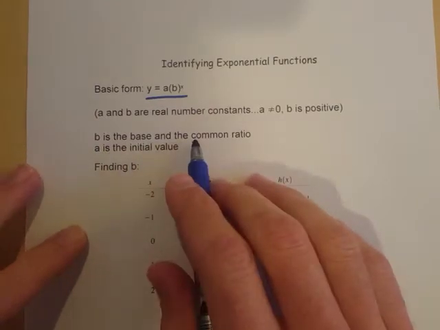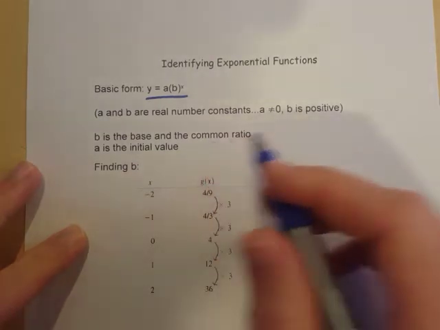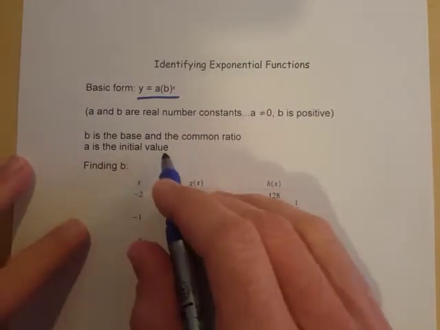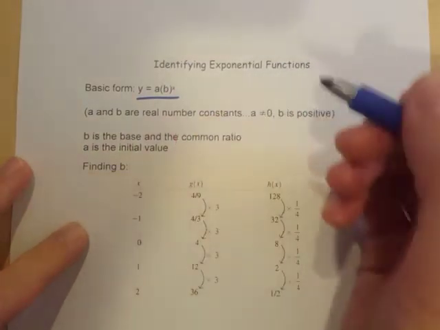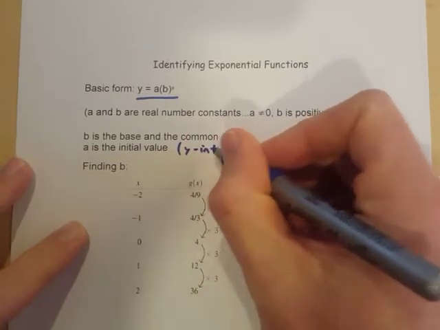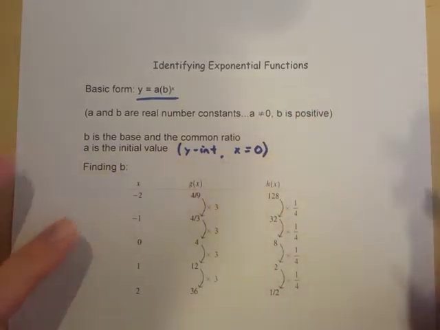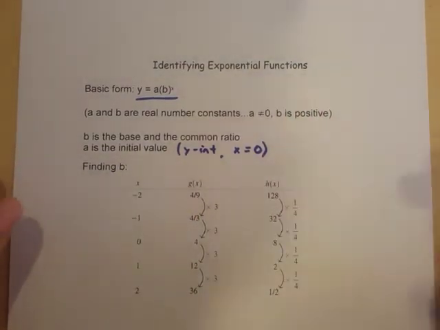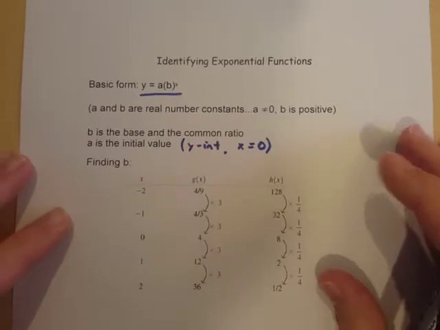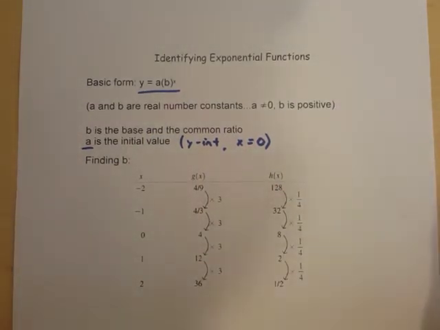B is the base, also sometimes called the common ratio. That's what we're going to be multiplying by on each integer step. A is the initial value. It's also a couple of things. It's the y-intercept, and it's also where x equals 0. On pretty much any function that we could ever think of, we plug in 0, we're going to have the y-intercept, and that's the same thing here. It's just that the number a out in front is going to serve as that.